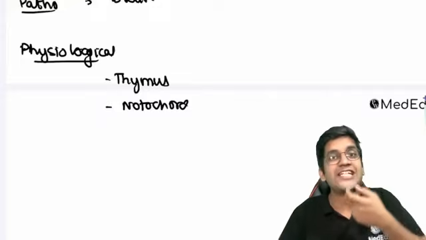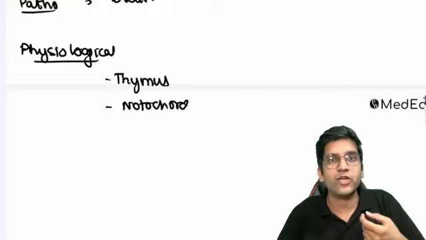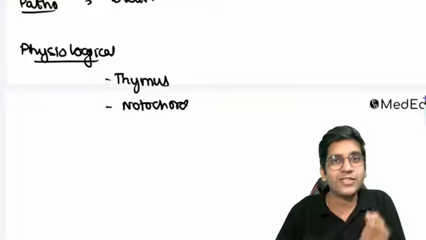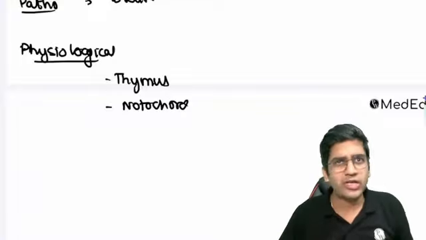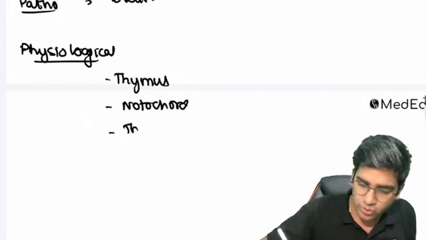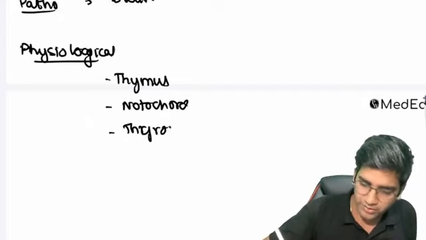So from the tongue, it descends. You must have read about thyroid embryology. The descending tract is called the thyroglossal tract. That will undergo atrophy. Adults don't have a thyroglossal tract, right? So my thyroglossal tract undergoes atrophy.